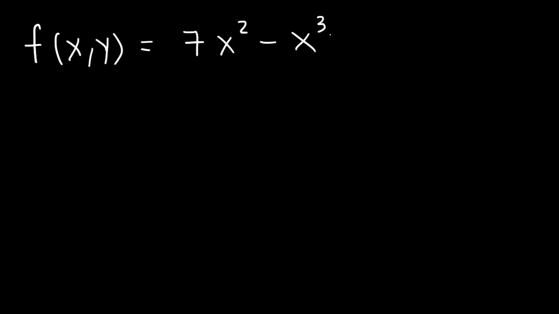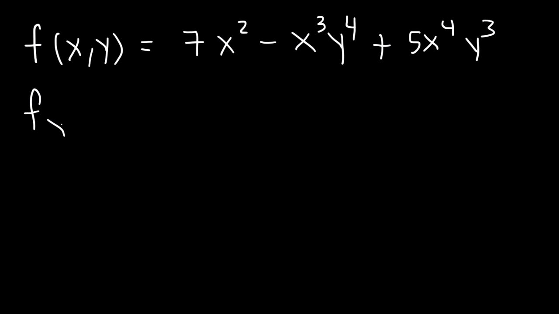In this video, we're going to talk about how to find the partial derivative with respect to a certain variable. For example, let's say we have a function that consists of multiple variables, in this case x and y, and let's say it's equal to 7x squared minus x cubed y to the fourth plus 5x to the fourth y cubed. So what is the partial derivative of this function with respect to x? How can we find the answer?